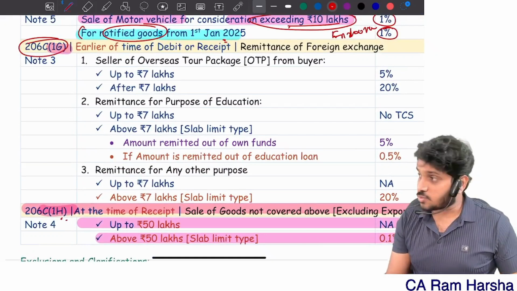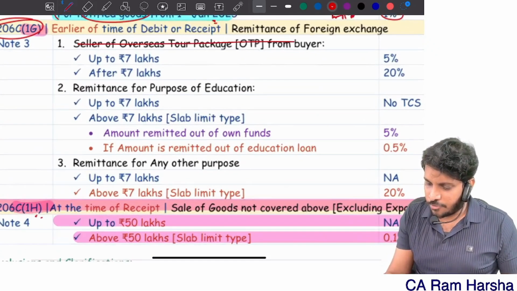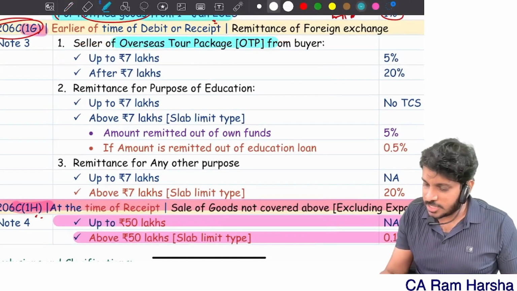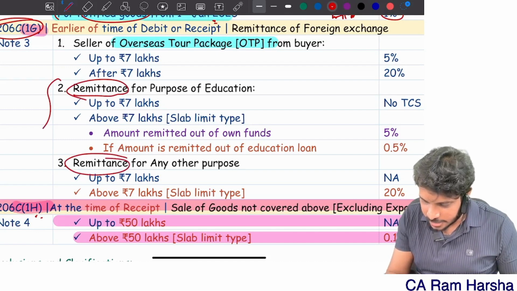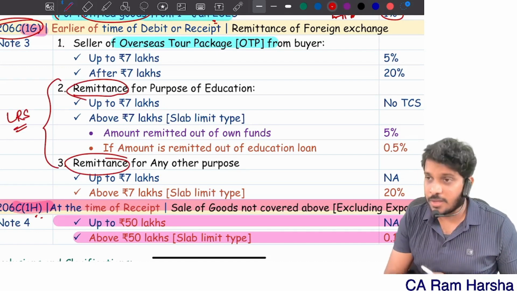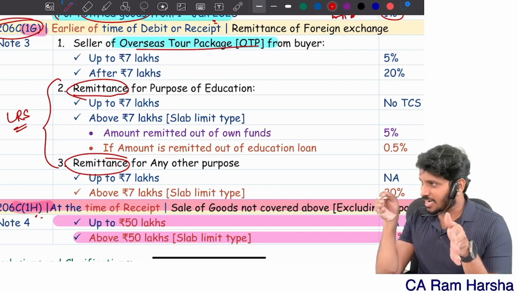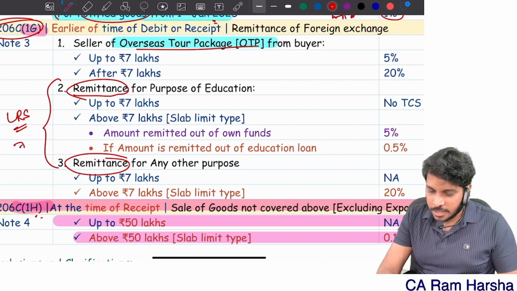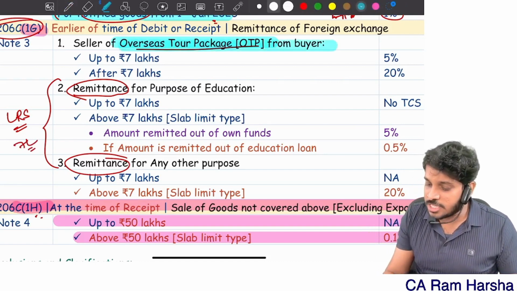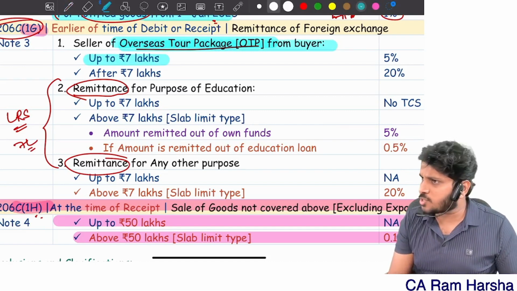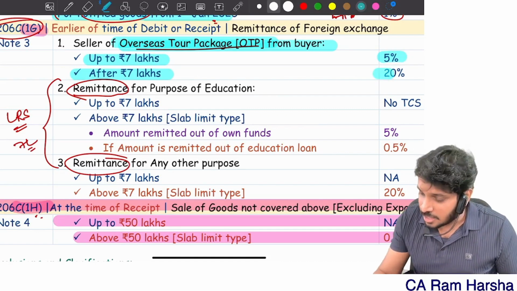Now let us discuss 1G. 1G is dealing with what? Sub-section 1G is dealing with two types: overseas tour package, and remittances under the LRS scheme. Are you getting it? For the overseas tour package, there is a separate 7 lakhs limit. For the remaining remittances all put together, 7 lakhs is the basic exemption limit. Now for the overseas tour package, the first 7 lakhs rupees worth of payment is straight away 5% TCS. If the amount is exceeding 7 lakh, 20% TCS.